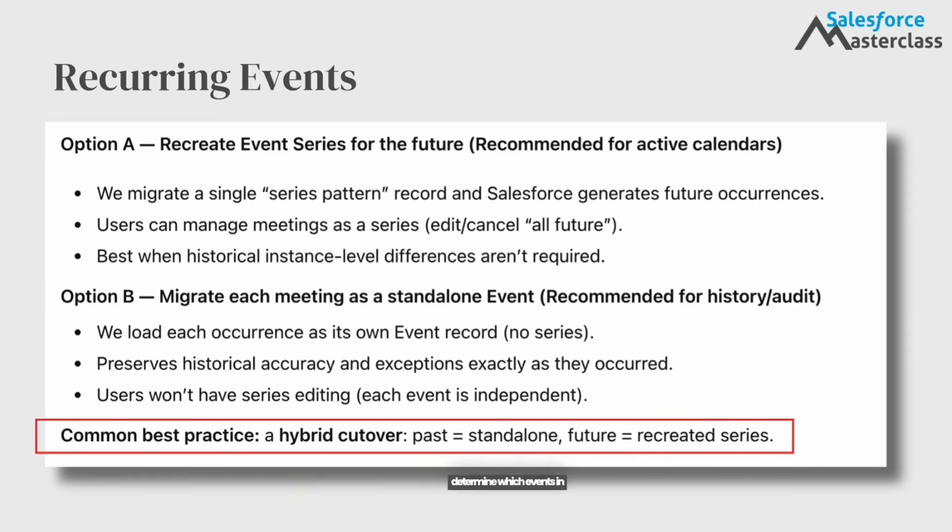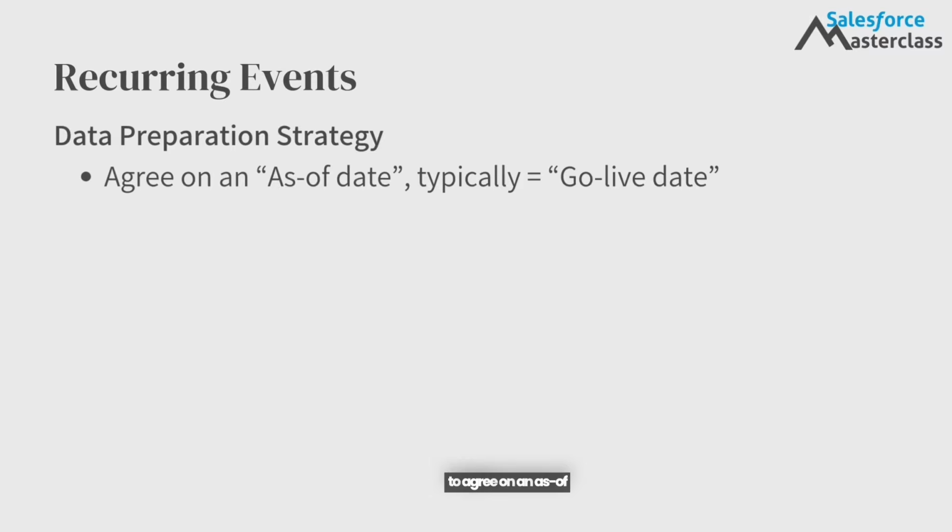We'll also determine which events in the data should be inserted as part of history and which data should not be migrated, such as future dated series events, which if created would be confusing standalone future events not connected to any series. The first step in our data prep is to agree on an as of date with the client so we know what to consider future versus past events. Typically, this is the same as the migration's go live date.